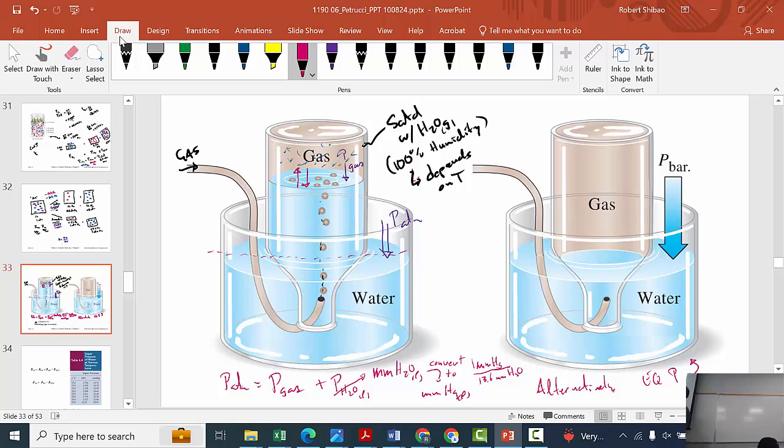And so these are not consecutive sketches here. This is just an alternate one. So if the two levels are equal, what that means is that the pressure of the gas and the barometric pressure or the atmospheric pressure are exactly the same.